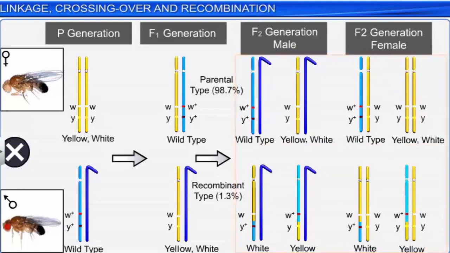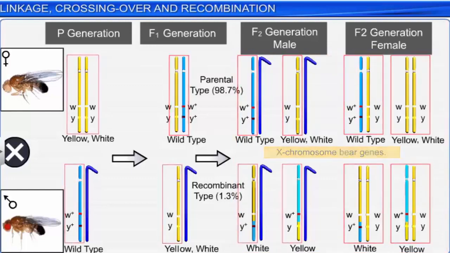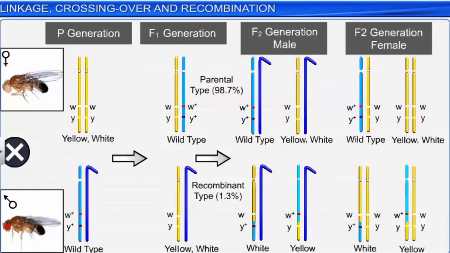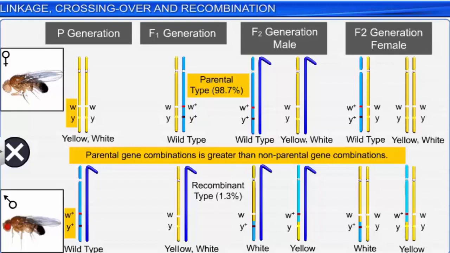Morgan and his colleagues knew that only the X chromosome bears genes. Furthermore, they noticed that during a dihybrid cross, if 2 genes lie on the same chromosome, then the proportion of parental gene combinations, that is, y w and y plus w plus in this case, was much higher than non-parental gene combinations or the recombinant types, that is, y plus w and y w plus.